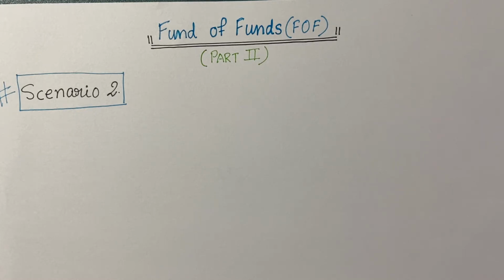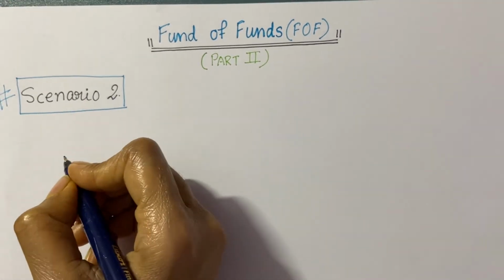in fund accounting. So the first scenario, which is very important and where the fund accountant tends to make mistakes, is, let's say, one investor is coming into the top fund or a parent fund. So let me explain with a diagram.